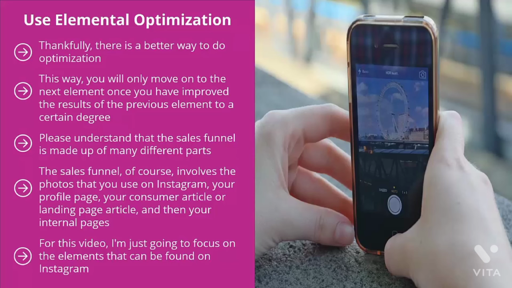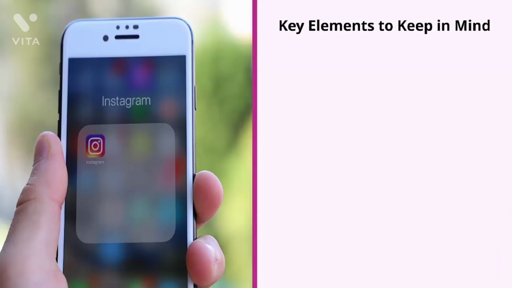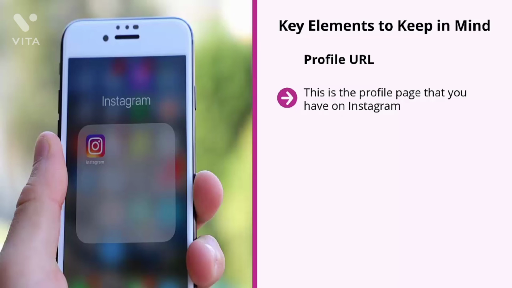But as far as this training is concerned, we're just going to focus on the elements found on Instagram. Key elements to keep in mind when optimizing: here are the elements that you should focus on. Profile URL. This is the profile page that you have on Instagram.